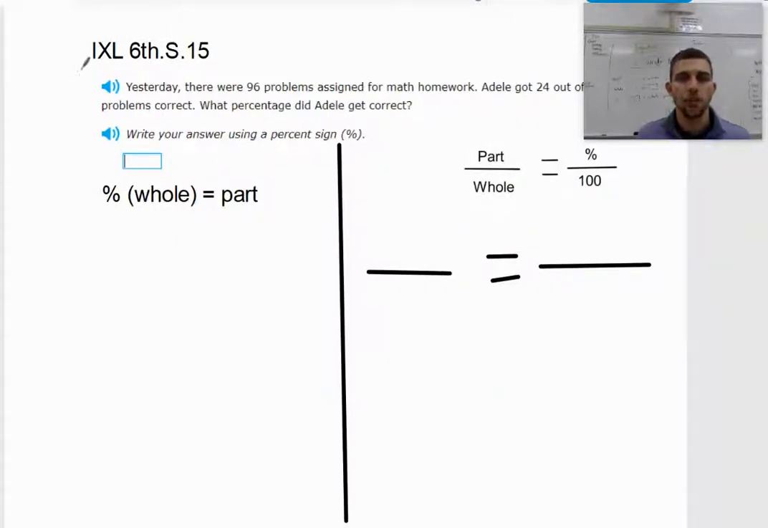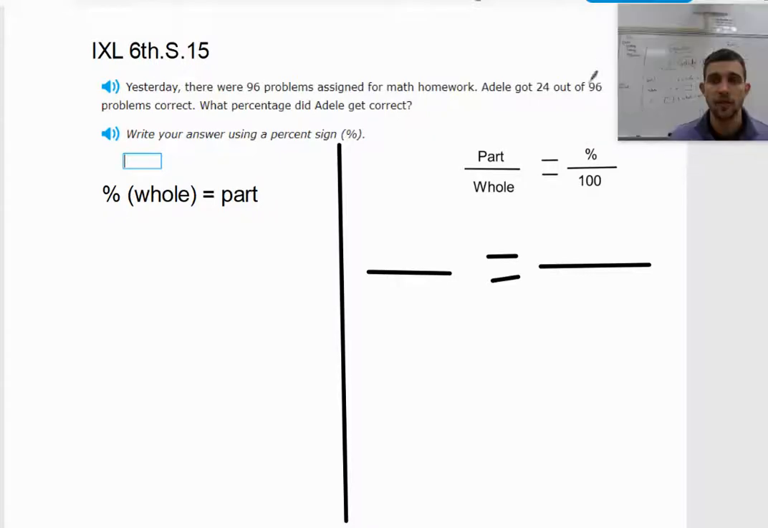In the last problem we read, yesterday there were 96 problems assigned for math homework. Adele got 24 out of 96 problems correct. What percentage did Adele get correct? So we're going to do the same thing. We don't know the percent because it asks me what percentage did Adele get correct. So I'm going to put a box for that. That is called a variable. We'll use variables, which is a letter, later. Right now we're just using a box because it's not known.